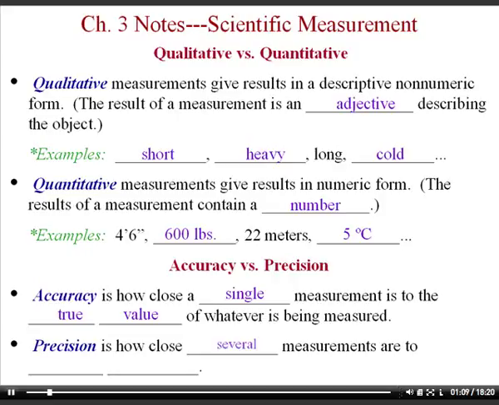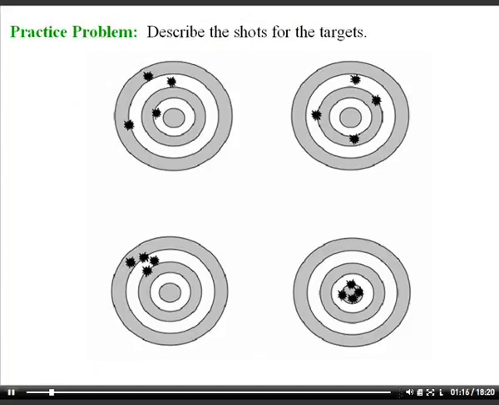Precision, on the other hand, is how close several measurements are to each other. And this can be best explained by the targets which are on the next page. If you had to describe whether these shots at a target, and you're obviously trying to shoot at the bullseye, are accurate or precise, you would say that the first target has bad accuracy because none of them are hitting the bullseye. Plus, if you average where the shots are landing, they're sort of up and to the left of where they're supposed to be, and they're bad precision because they're not close to each other.